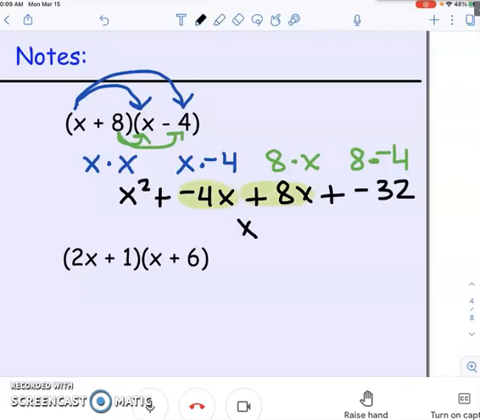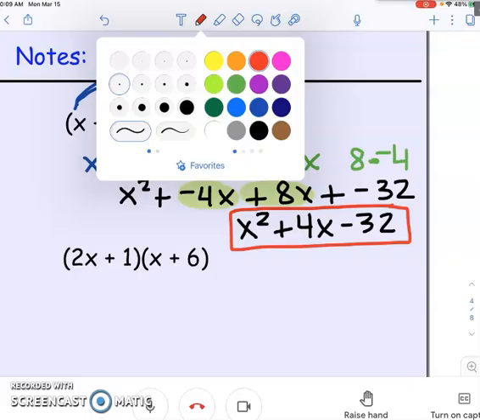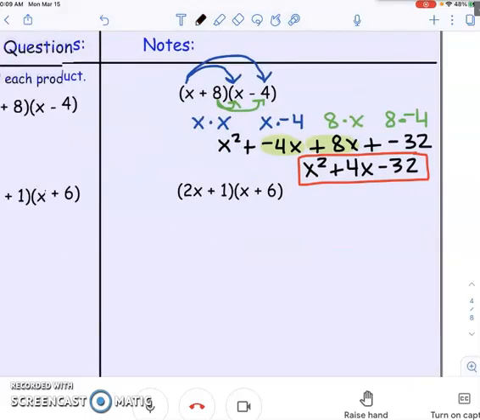So I'll have x squared, -4 plus 8 is +4, and then -32. So this is my final answer, all cleaned up, because you never want two signs in a row. Where I had the plus and then the negative after it, I don't want to keep that on that 32.